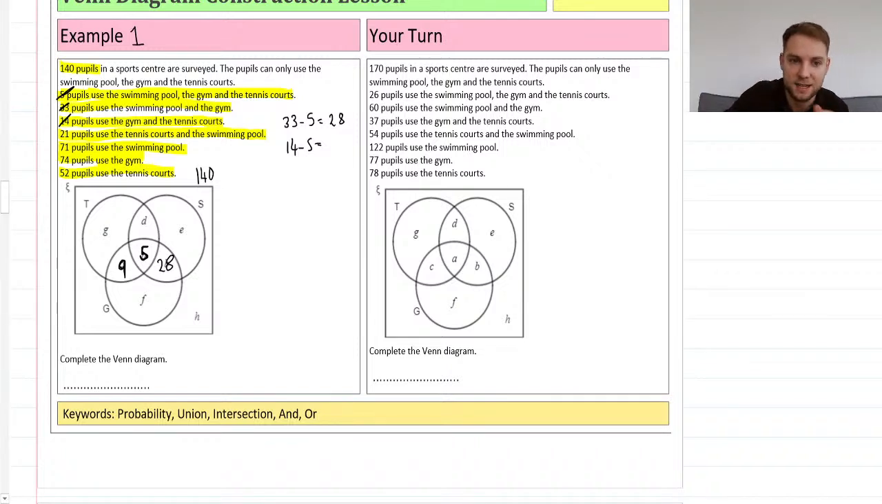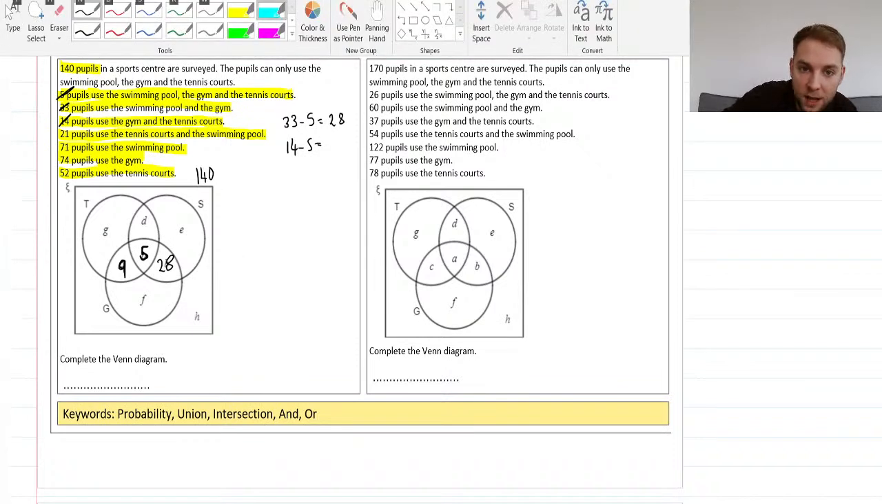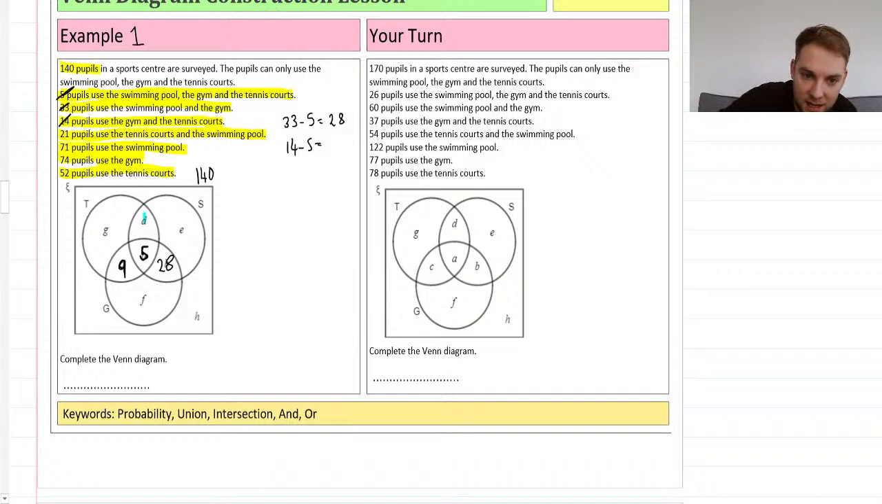The next one says 21 pupils use the tennis court and swimming pool. So the tennis court and swimming pool is here, look. This is the crossover for the tennis court and swimming pool. So I know that 5 and D must be equal to 21. In which case, to find out what D is, I need to do 21 minus the 5, which is equal to 16.